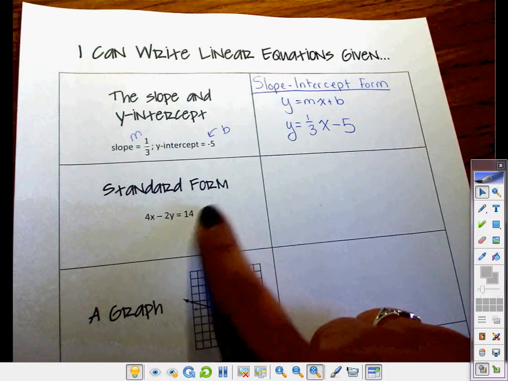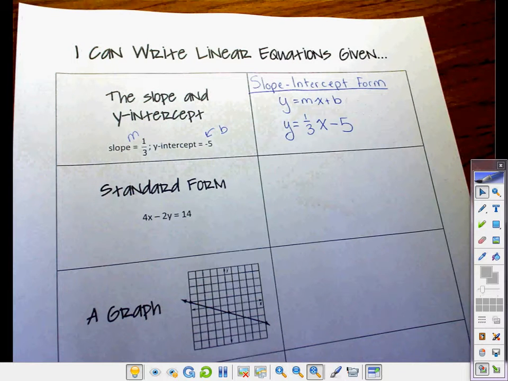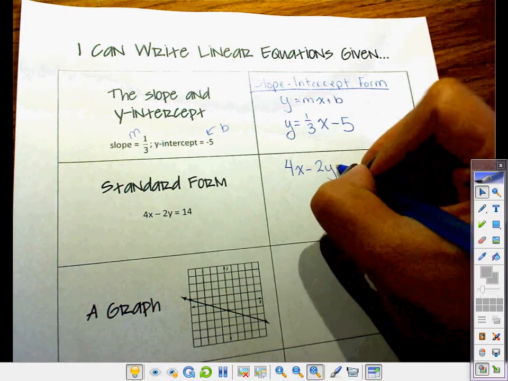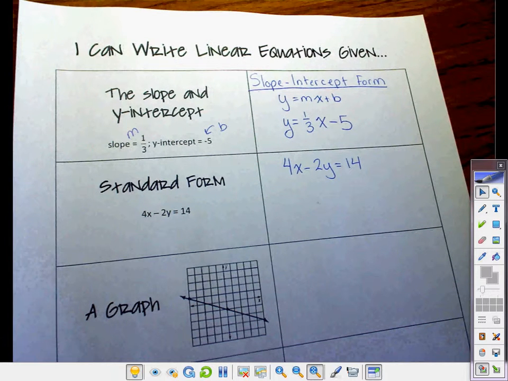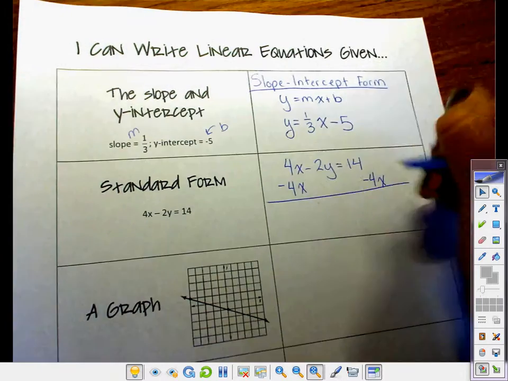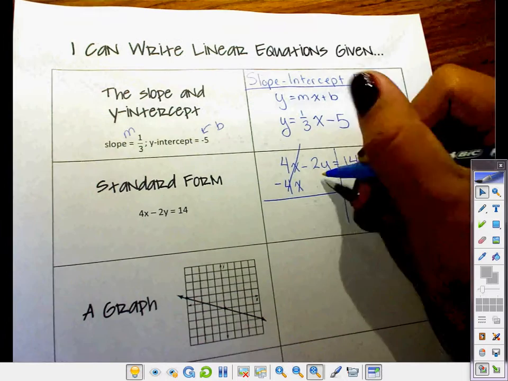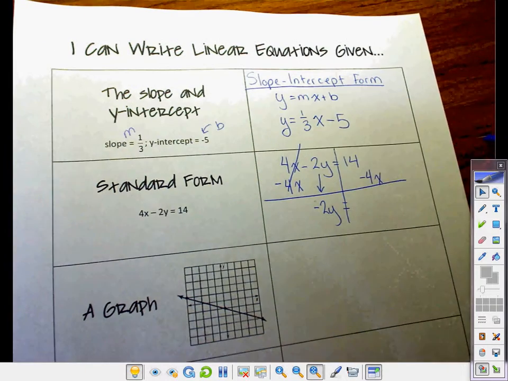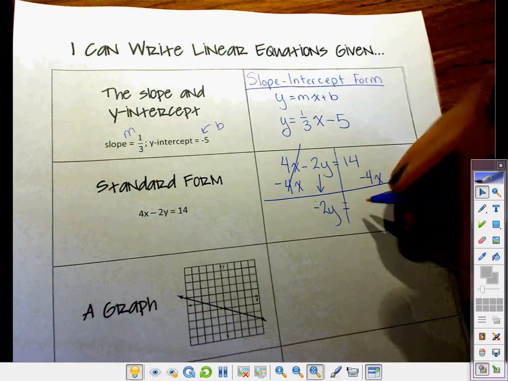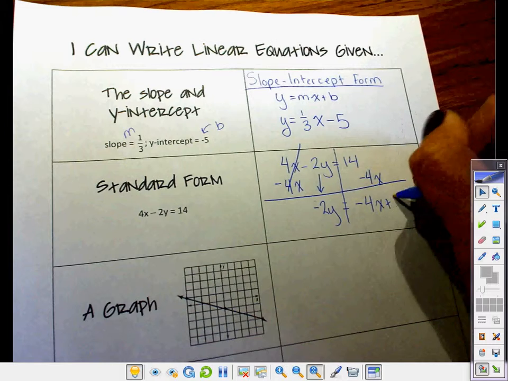Okay, so what about if I have standard form and I need to get it back into slope-intercept? What do I have to do? We need to find y. So 4x minus 2y equals 14. So what's my first step? Subtract 4x. So it cancels. Bring down negative 2y equals. Does it matter if I do 14 minus 4x or negative 4x plus 14? No, the order doesn't matter, as long as I've got both of them down. Okay, so we can do negative 4x plus 14. We'll leave it the same.